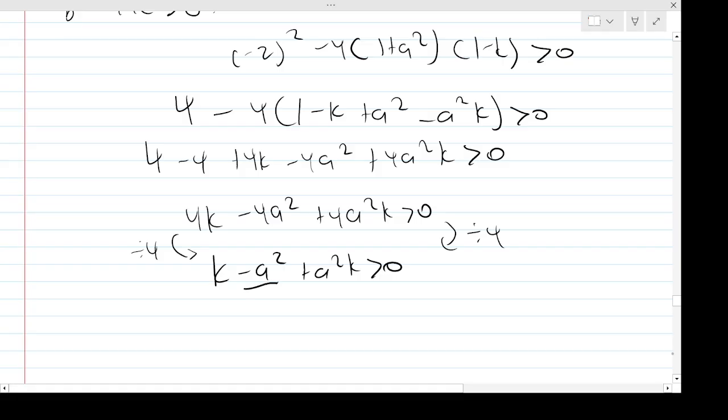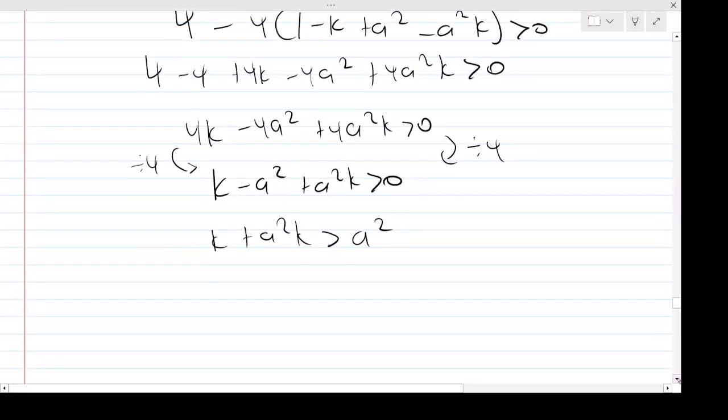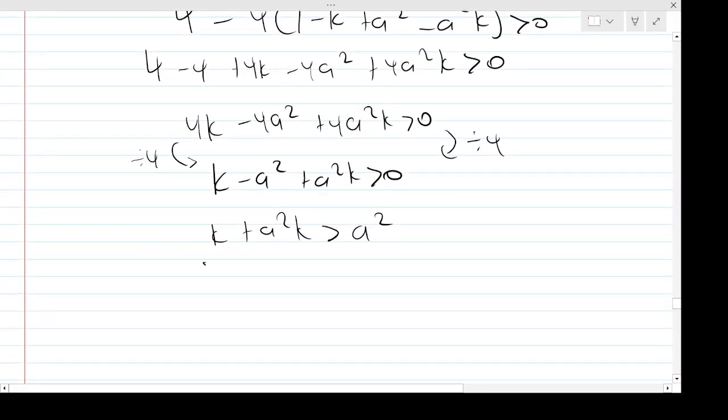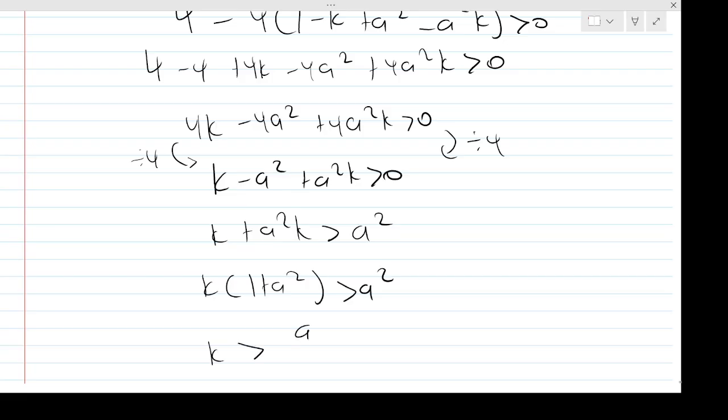So first, we get this a squared, that's not attached to a k, to the other side. So that'd be greater than a squared if we add a squared to both sides. Then I can factorize out a k, and that'd be k times 1 plus a squared is greater than a squared. And then to get k, we just divide by 1 plus a squared to get a squared over 1 plus a squared. And there we are. That's that inequality.